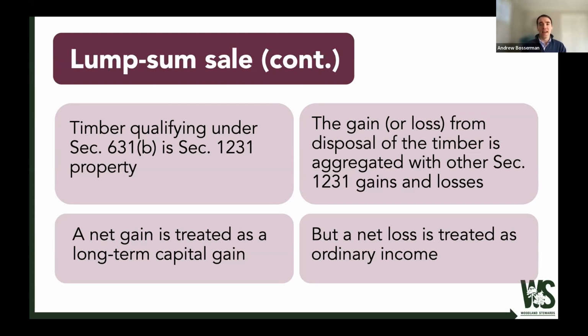But the important thing to note is that with capital gains, a gain or loss from the disposal of timber is going to be aggregated with other Section 1231 gains. So say you have multiple timber properties and had multiple sales that qualified under this, the gains or losses would be aggregated together before determining if you had a net gain or a net loss for terms of long-term capital gain or ordinary loss. Or you can also get Section 1231 gains from other types of investments or other types of income. So it just wouldn't have to be other timber sales that you can net them with.